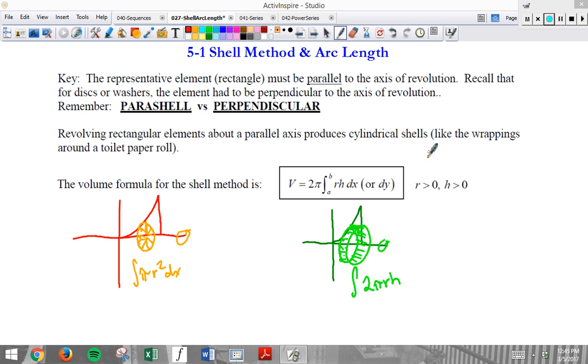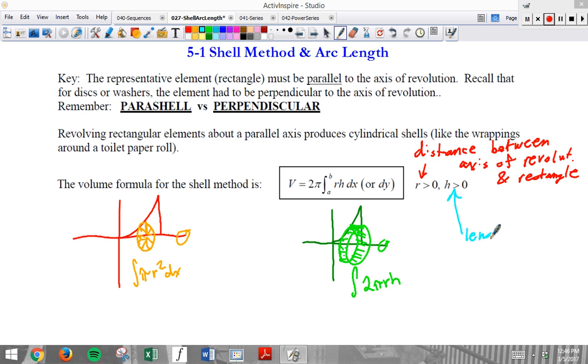Because it's not mentioned explicitly anywhere in the notes, I'm going to say r is the distance, well, no, let's just say distance between the axis of revolution and the rectangle, and h is the length of the rectangle's long side.